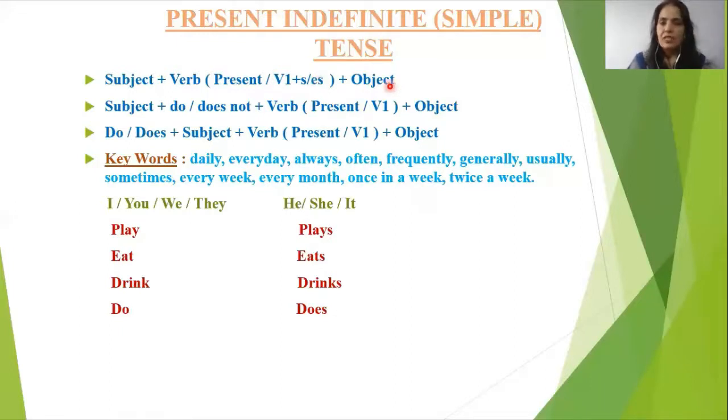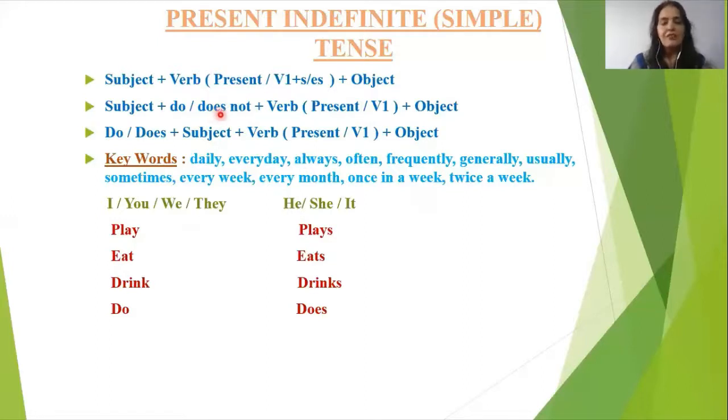So yes, students, what is the structure in a simple sentence? Subject plus verb, first form with s or es, and plus object. But if the sentence is negative, negative means children, not. When there is the indication of not, then subject plus do and does. What are do and does? These are the helping verbs of present indefinite.